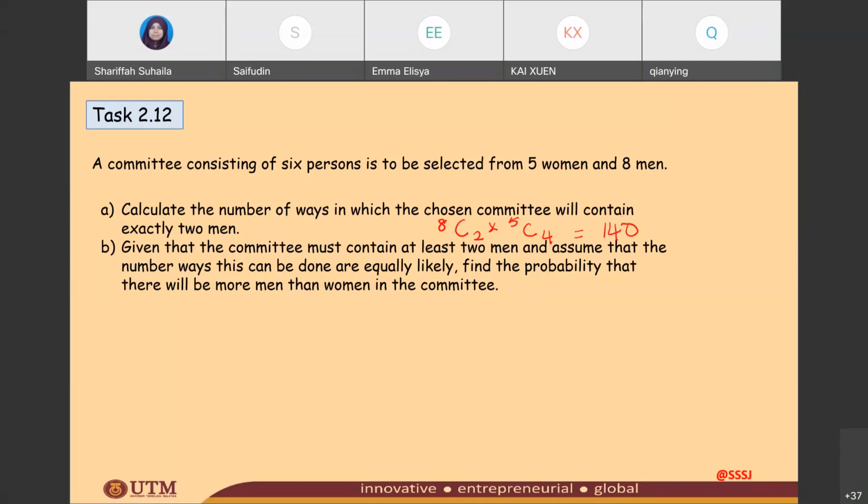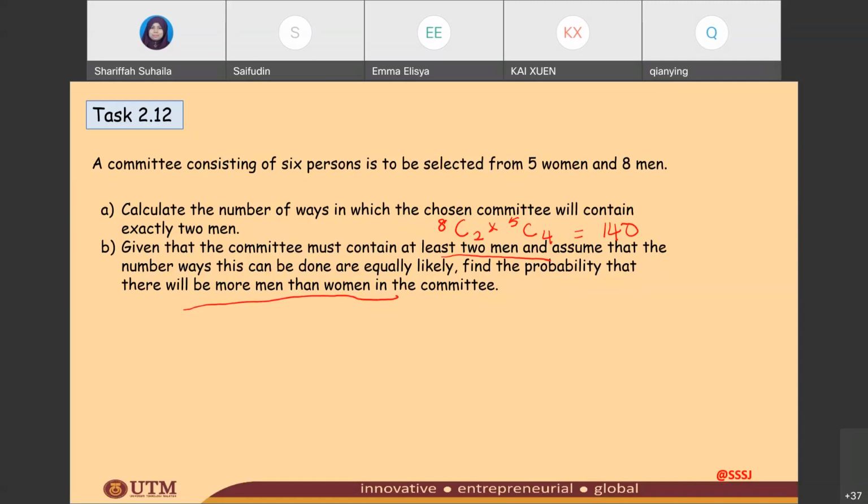The first answer. So given that the committee must contain at least 2 men and assume that the number of ways this can be done are equally likely, find the probability that there will be more men than women in the committee. So this is the first condition: more men than women. Then another one, at least 2. There must be at least 2 men. Okay, how many men did we have earlier? 8. Okay, so at least 2.